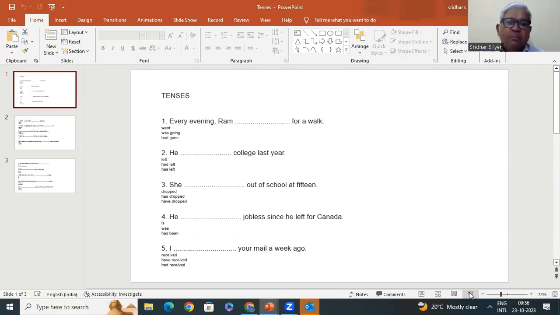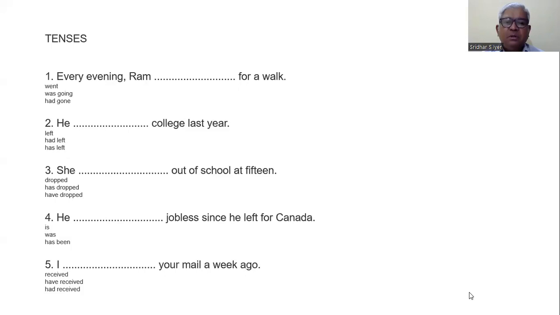Every evening, Ram dash for a walk. If it has to be in the present tense, then every evening Ram go would be changed to goes for a walk. But here we are talking about past tense. So how would it change? Every evening Ram went for a walk, because was going for a walk, had gone for a walk, doesn't fit the bill. Anyway, he dash college last year. In the present it would be leave college, but it's last year, so it has to be he left college last year.